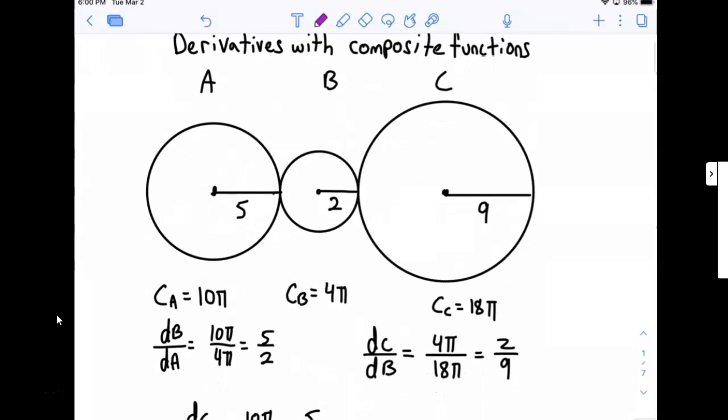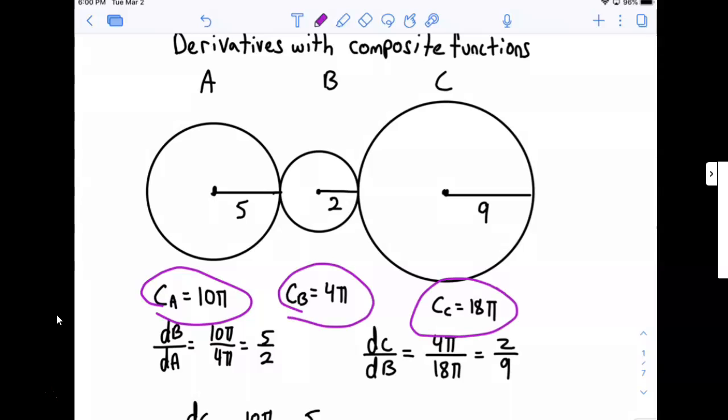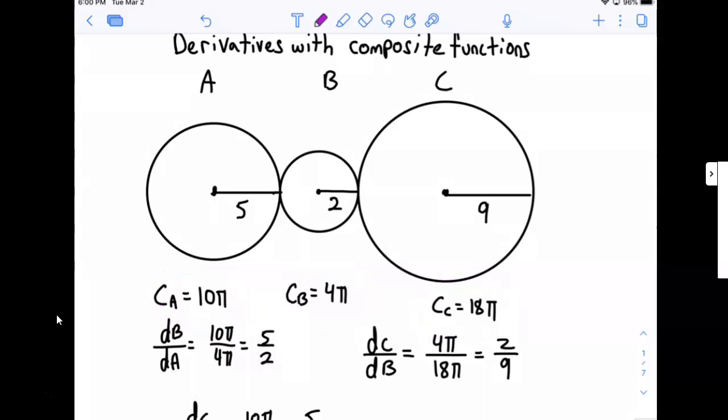So what I look at here is if I turn circle A one whole time, it goes through a distance of 10 pi. One whole turn on circle B would be a distance of 4 pi. One whole turn on circle C would be a distance of 18 pi. And so what we're computing down here is if I do a full turn about A, how much of a turn is that about circle B? And likewise for the other ones.